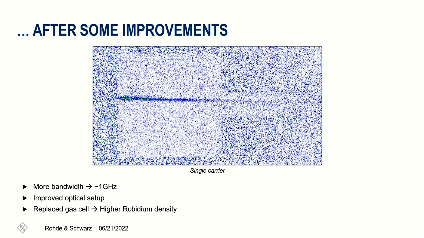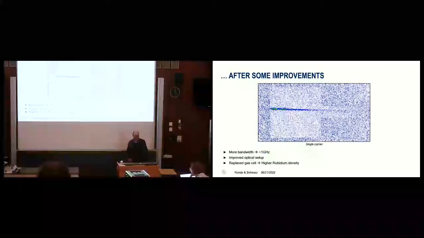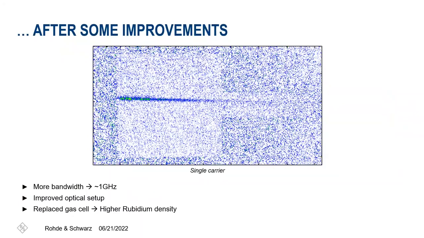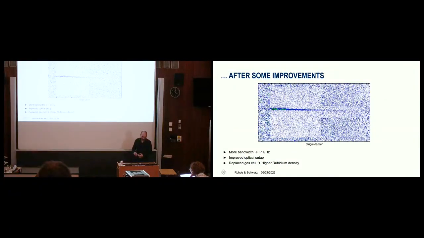Okay, after that, Yongqi kept improving the experimental setup in Basel. He managed to improve the bandwidth to around 1 gigahertz. He worked a lot to improve the optical setup and also replaced the rubidium vapor cell to get a much better signal-to-noise ratio than before. You can see on the picture that the spectral line is much clearer and also much bigger, even when applying the same microwave power.